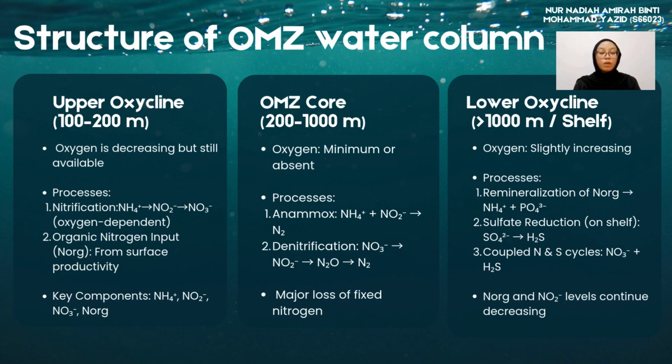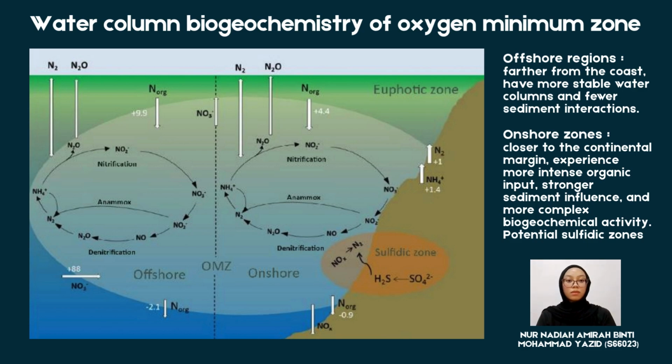Lastly, below the OMZ is the lower oxycline. The oxygen begins to slowly increase due to the thermohaline circulation and deep water mixing. The key process in the lower oxycline is remineralization, where organic nitrogen breaks down into ammonium and phosphate. In the onshore region, there is also sulfate reduction. The figure shows the water column of the OMZ.